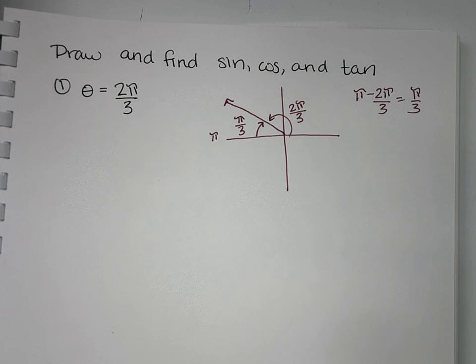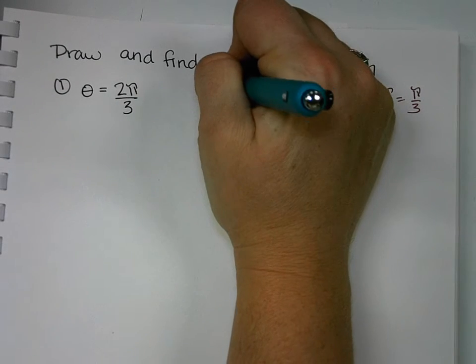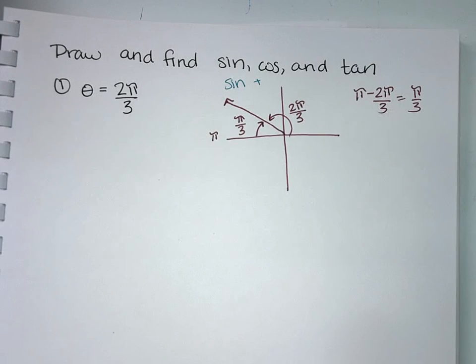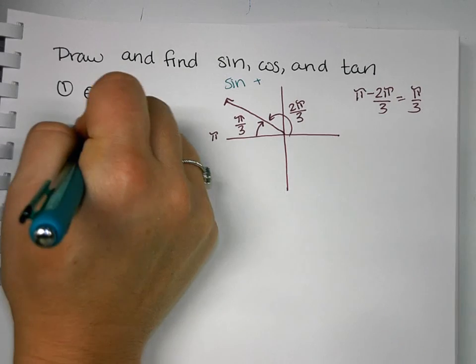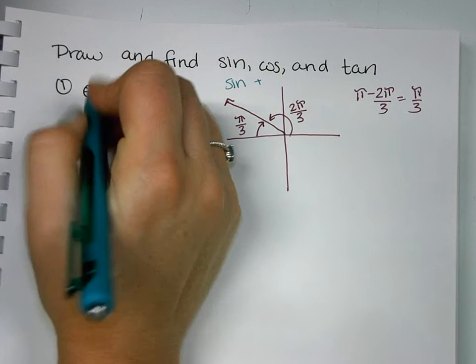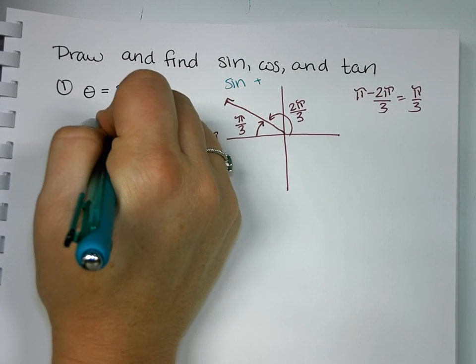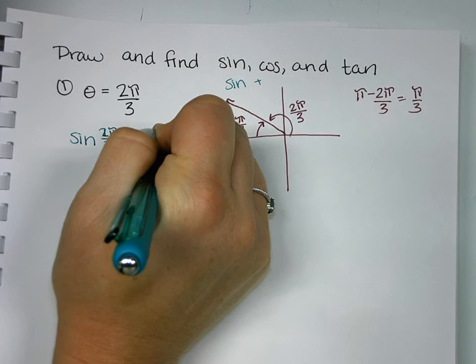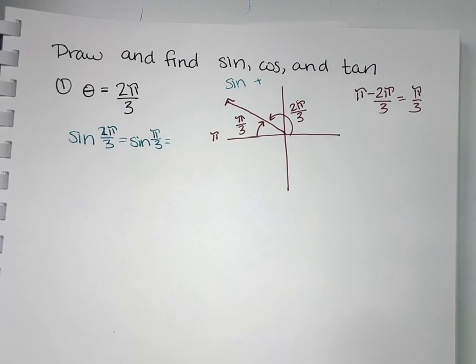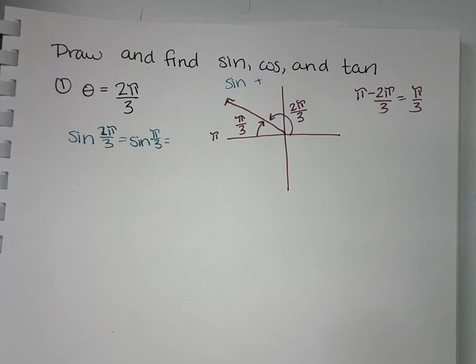So when I'm going through this, I'm going to, again, also use my all students take calculus to say that sine is the only one that's going to be positive here. Every other one has to be negative. So when I find my sine, I'm going to think, what is the sine of pi over 3? Because sine of 2 pi over 3 is going to equal the sine of pi over 3. So let's see, what is sine of pi over 3? Go to my unit circle, it's root 3 over 2.